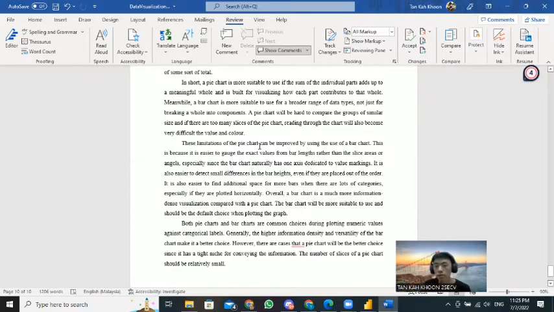Especially since the bar chart has one axis dedicated to the value markings. It is also easier to detect small differences in bar height, even if they are placed out of order. It is also easier to find additional space for more bars when there are a lot of categories, especially if they are plotted horizontally. So overall, a bar chart is a much more information-dense visualization compared with a pie chart.